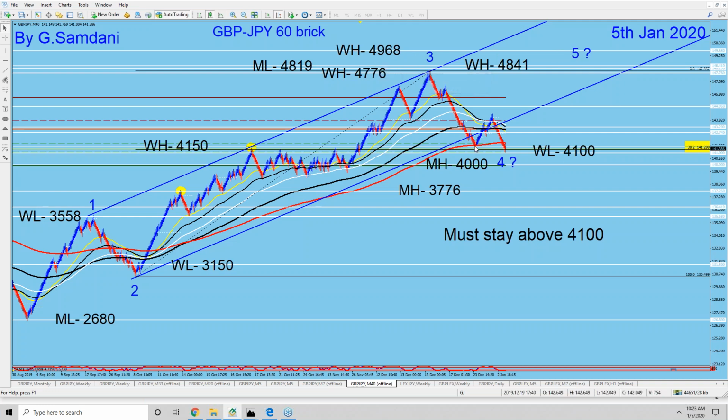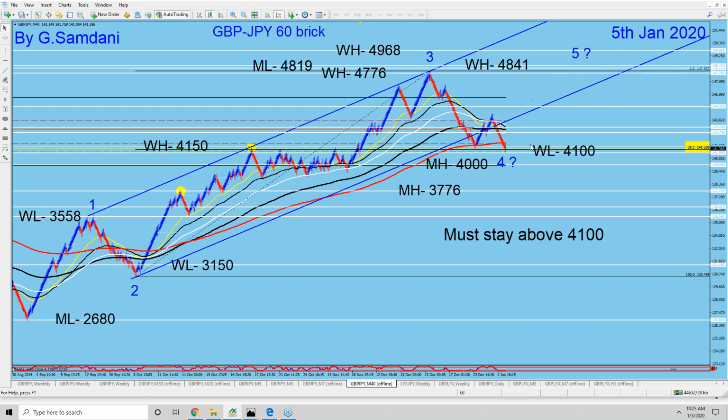If you pull the fib from here to here, the 127 extension is coming right around the 4968 weekly high. So if we can stay above this 4100, right, which is right there, and then 4150, and this is 44,000. So 4100, 4150, and start to go up, then we can easily go up here.